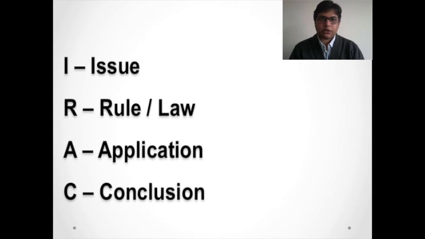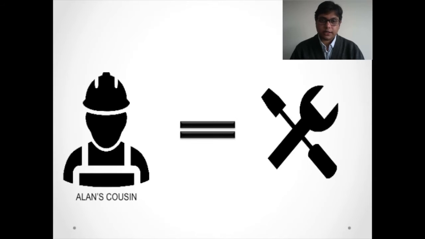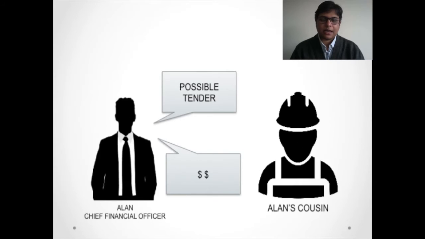Before we begin, let us try and understand the case question. Alan is the Chief Financial Officer for Saturday Night Live Limited. He has become aware that the company is seeking a tender for some major renovation work to its offices. Coincidentally, Alan's cousin is also in the renovation business, and Alan tells him of the tender sought by SNL, along with the price details that have been discussed in the company meetings.